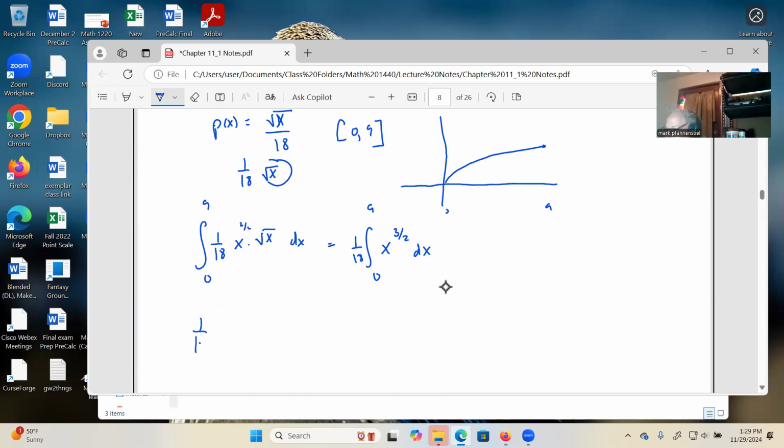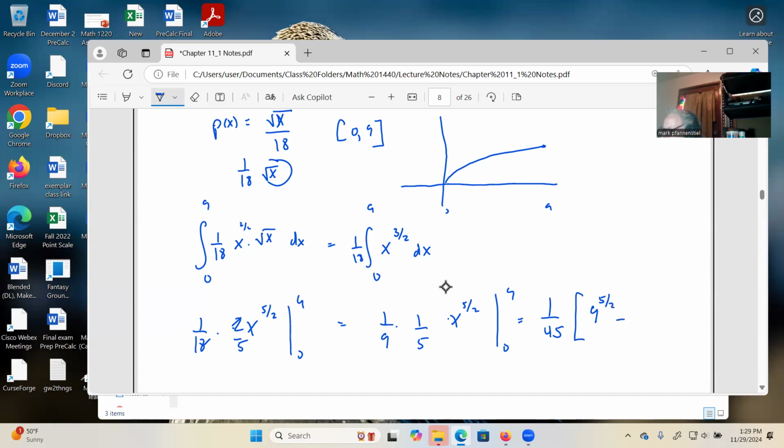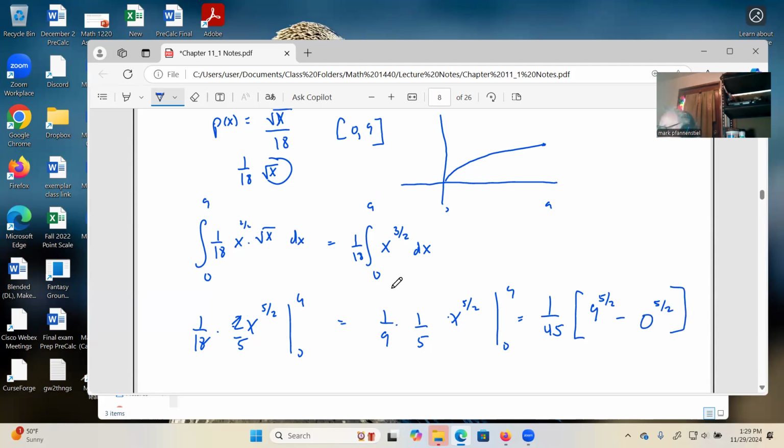So this is just 1/18th times x to the 5 halves times 2/5, going from 0 to 9. So this looks like 1 over 9, the 2's cancel here, times 1 over 5 x to the 5 halves, going from 0 to 9. So this is 1 over 45, and then we have 9 to the 5 halves minus 0 to the 5 halves. That's not so bad.